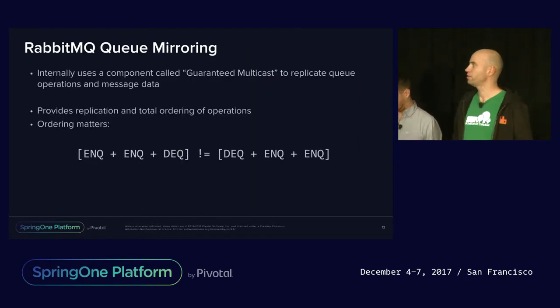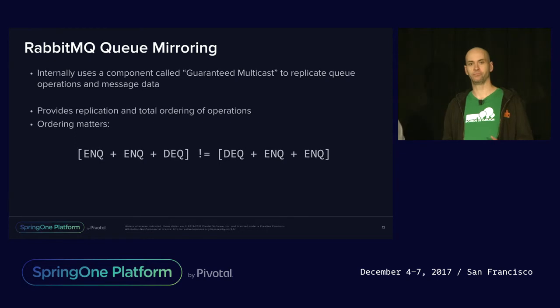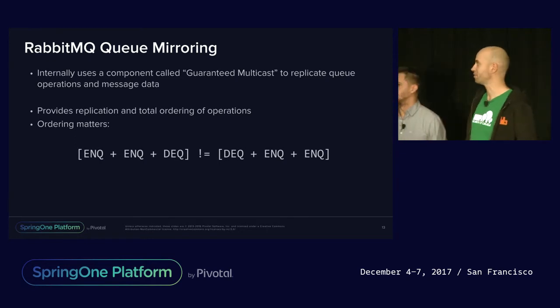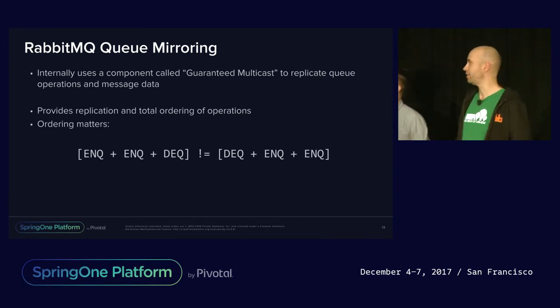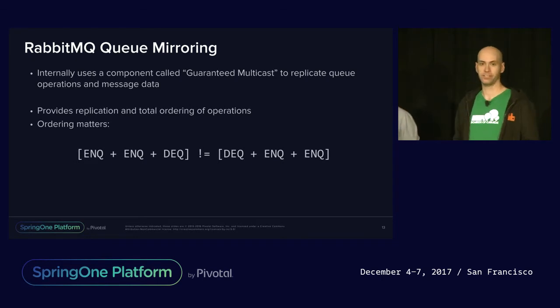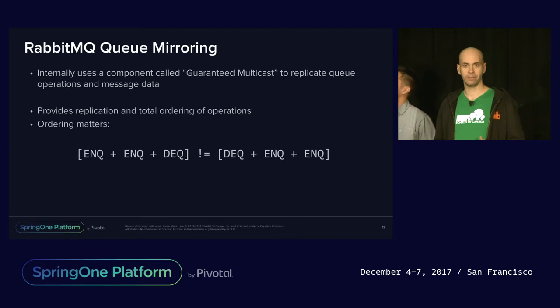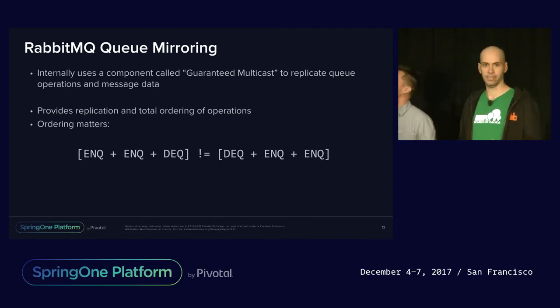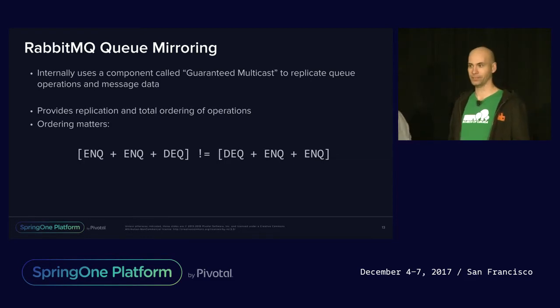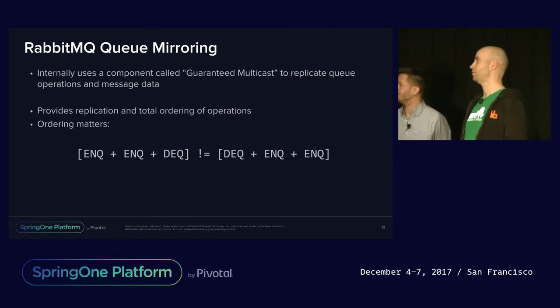Internally, RabbitMQ uses a component named guaranteed multicast. And that's used to replicate queue operations and message data. Now, when you decide to name something guaranteed anything, the question is, what is guaranteed? I think the only thing that's guaranteed is probably it's guaranteed to disappoint at some point in your operational life. And we've had a few disappointments around this.